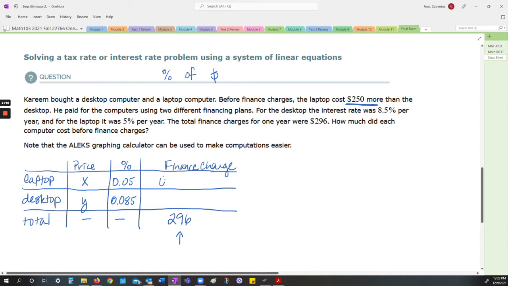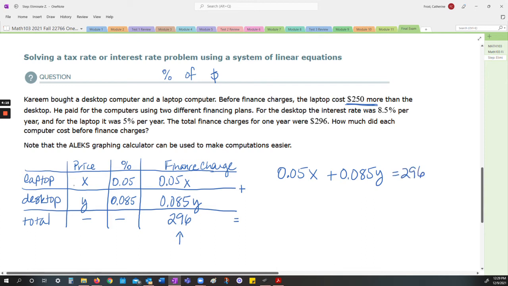So we'll have 0.05x will be the amount of the finance charge for the laptop, and then 0.085y for the desktop. And so if we add these together and set it equal to the total, that gives us one equation. So 0.05x plus 0.085y is equal to 296.